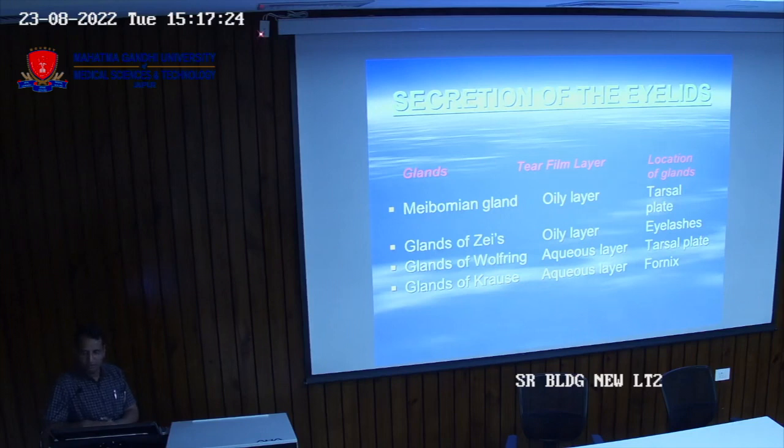So there is a tear film in the eye which has three layers. Outermost is the oily layer, middle is the aqueous layer, and inner is the mucin layer. The oily layer is secreted by the Meibomian glands at the tarsal plate, the aqueous layer by the glands of Wolfring and Krause, and the innermost mucin layer is secreted by the goblet cells on the conjunctiva. So these are the three layers of the tear film, which is secreted by different structures in the eyelid and conjunctiva.